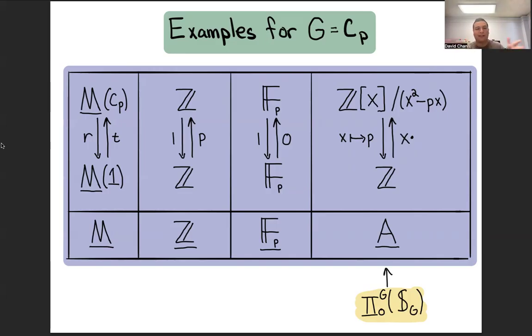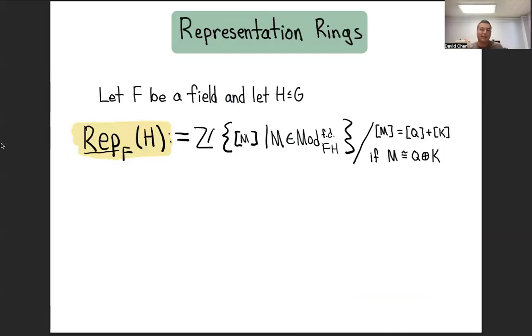So I'm going to try to keep these examples running throughout. So these are good examples to have in mind, but the pictures will come back if you forget what they look like. The next example I want to pull up is the representation ring. So let F be a field, let H be a subgroup of G. The representation ring of F at the group H, what do I do? I take the free abelian group on H representations over the field F, so finite dimensional vector spaces over F with an action by the group H, and I mod out by the direct sum relation again.